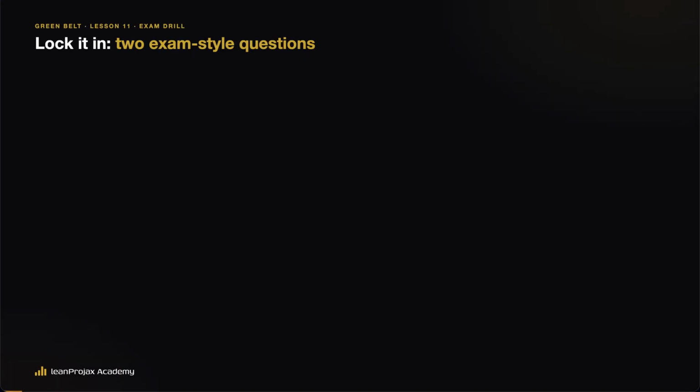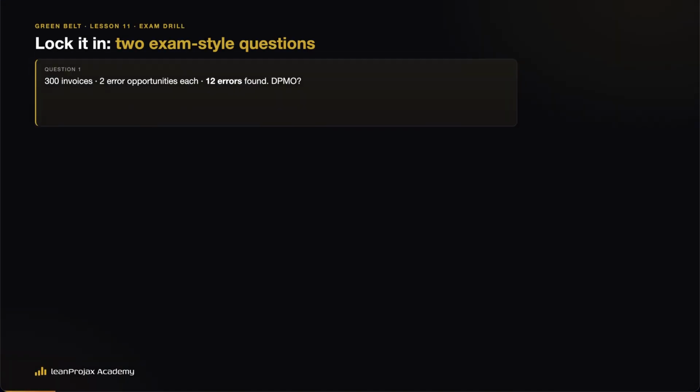Exam drill, 2 questions. Question 1, 300 invoices, 2 error opportunities each, 12 errors found. What's the DPMO? Pause here if you need a moment. 12 over 600 is 0.02, just times 1,000,000, 20,000 DPMO.